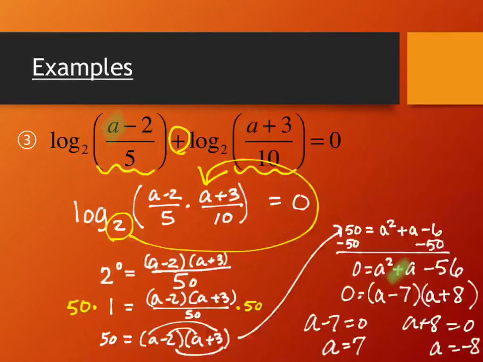Okay, let's try another one. Let's do the other value, negative 8. So I put negative 8 minus 2 is negative 10, and negative 10 divided by 5 is negative. Negative 8 doesn't work. Negative 8 is an extraneous solution. So there's only one solution to my problem. a is 7. Any questions on that?